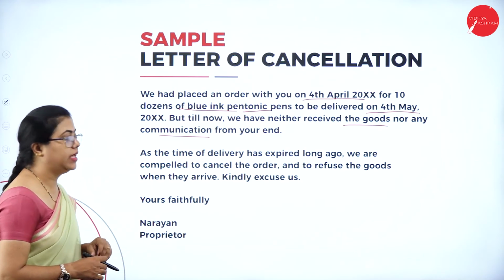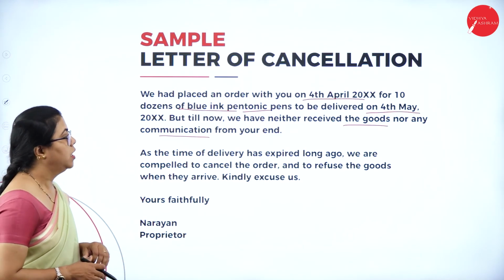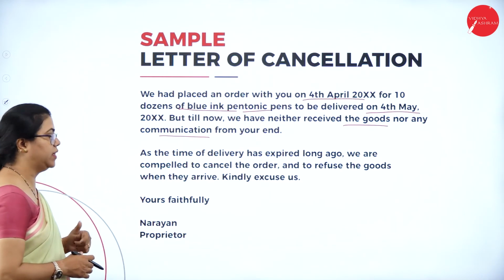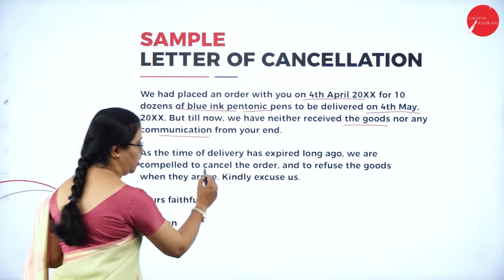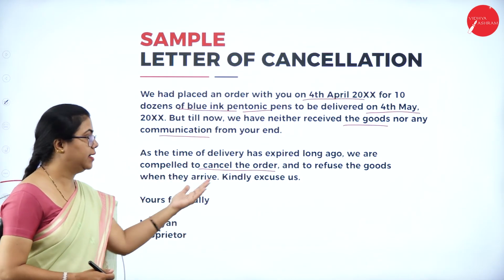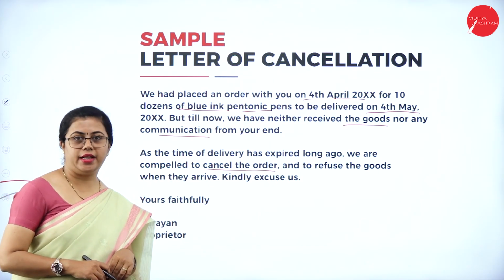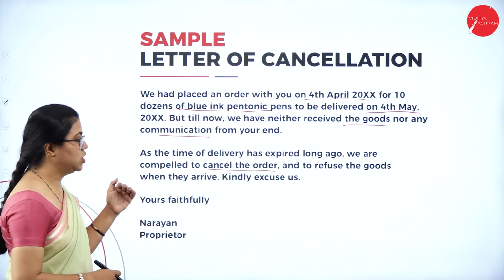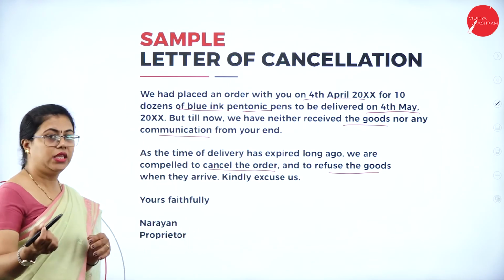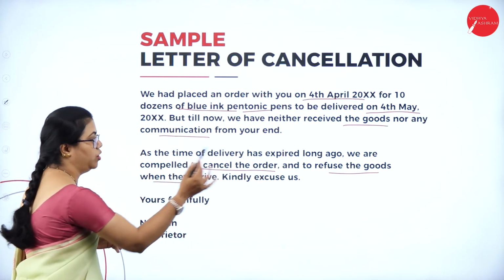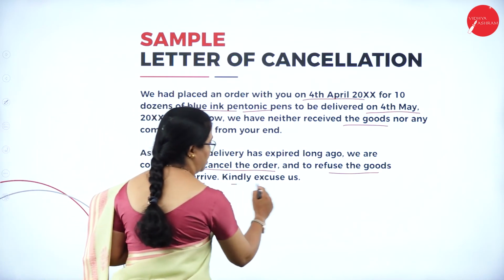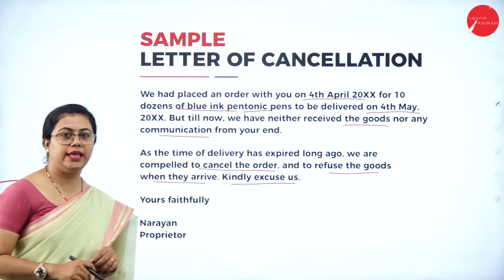As the time of delivery has expired long ago, we are compelled to cancel the order and to refuse the goods when they arrive. So they want to cancel the order. What if they have sent the goods and transit is late and the goods reach very late? That time also, since it is already late, we are going to refuse the goods. Even if they arrive, they are going to refuse the goods, is what they have told. So they have also apologized for the inconvenience.